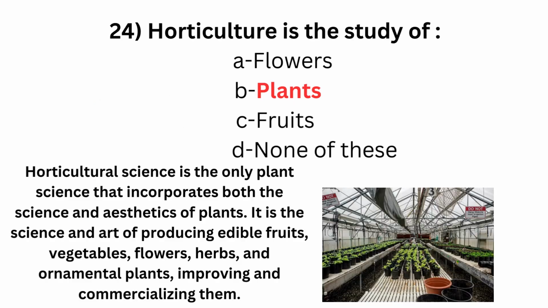Next one is elliptical or ellipsoid. Horticulture is the study of plants. So horticulture is the subfield of agriculture, and it basically deals with the aesthetics of plants. So beautification of plants, beautification of nurseries. So horticulture deals with the sense of aesthetics.